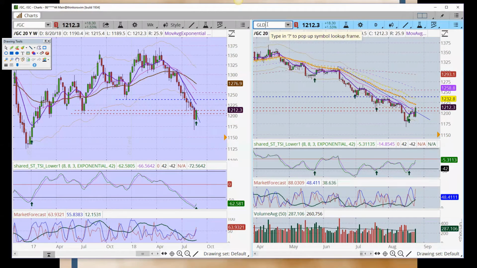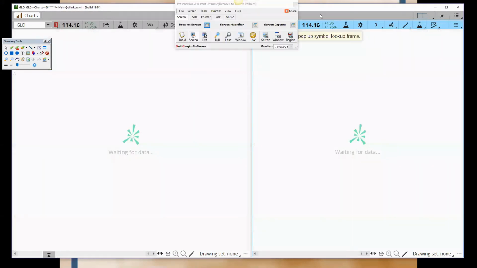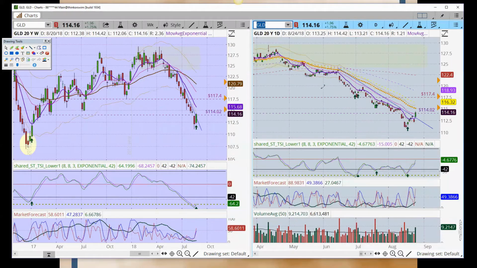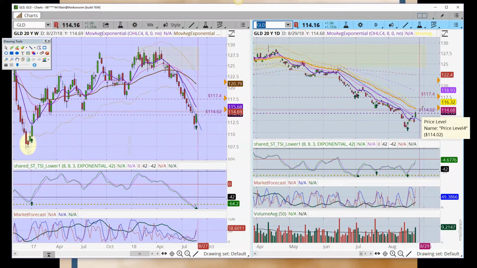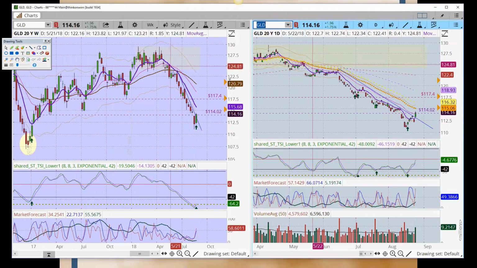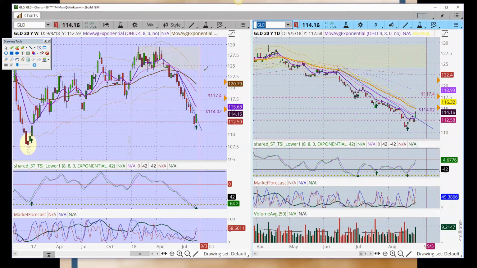So GLD, guys, a couple different ways you can trade this. I think a great way to trade this is basically to buy, let's say, a 114, a 115, or even a 116 call option that expires in October. That should give you plenty of room to ramble and run.